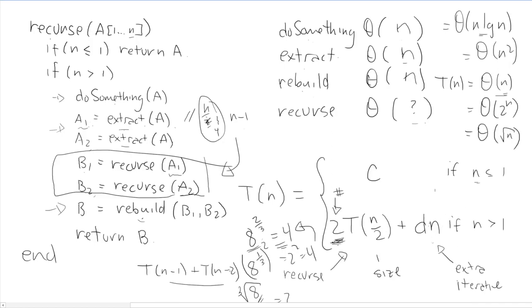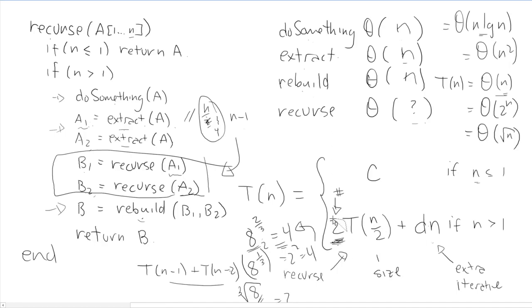Okay, so when we only had a constant amount of extra work on the side, it was theta n. But when we bump this up to doing a linear amount of extra work, we got that extra log n term on here.